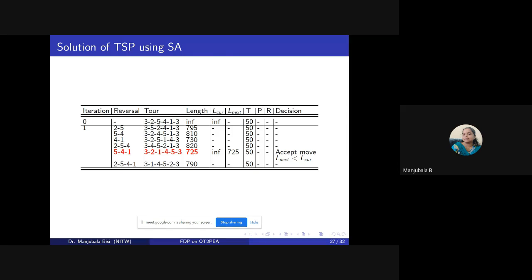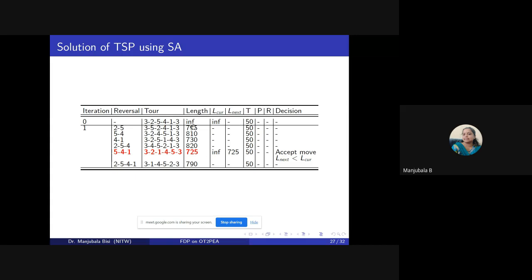Now you have to choose. Instead of randomly choosing one solution, you can find the best solution, or you can use a random solution also, no problem. Here, the methodology I have followed is choosing the best solution from the random set. The best solution is 725, which is the minimum. For this tour, I have to accept it, because 725 is less than infinity.